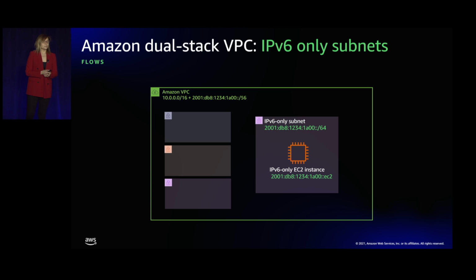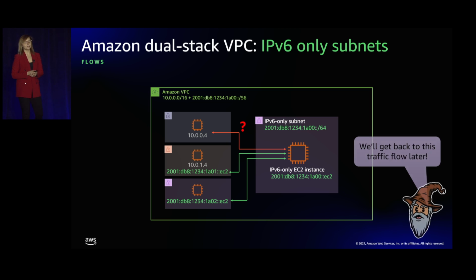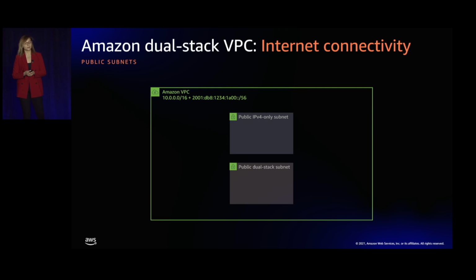Whom can our IPv6 only instance talk to? Well, it can talk to other IPv6 only instances and resources in the VPC, and with dual stack instances natively without any additional configuration needed. I know you're wondering about the IPv4 reachability from the IPv6 only instance, and we're going to come back to this flow in a second. But before that, let's understand internet connectivity, especially for private subnets to begin with.